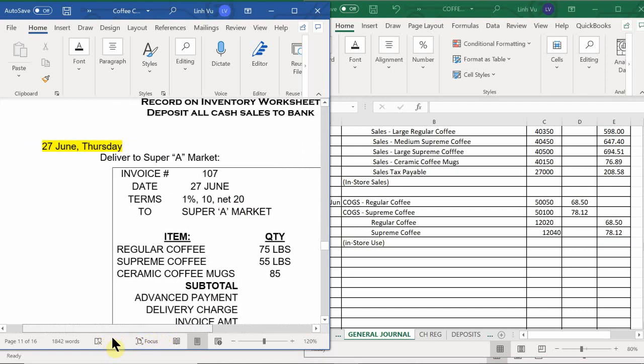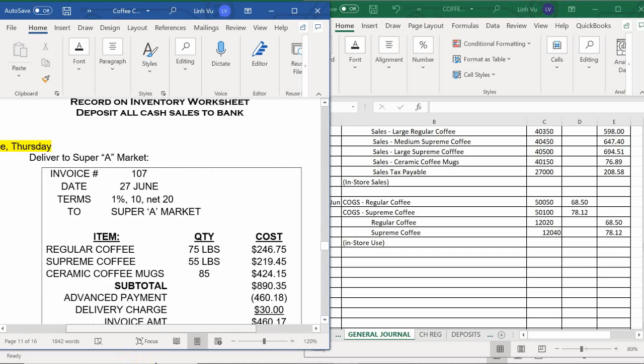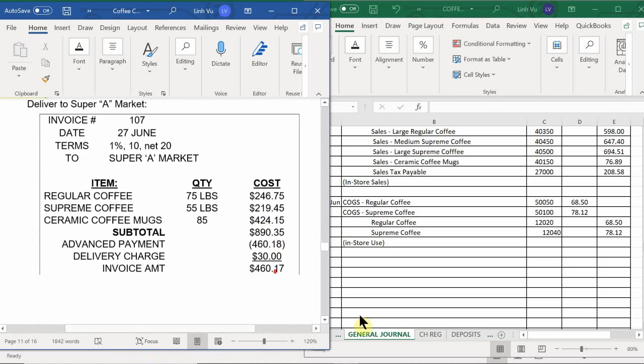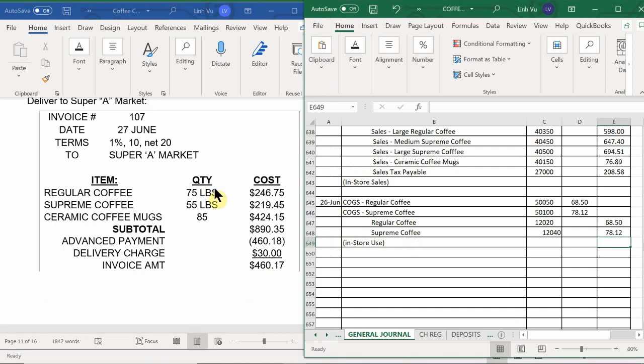Okay, so now new day. We need to deliver to Super A Market. Okay, let's take a look at this invoice real quick. So here's their invoice. We're going to sell them 75 pounds and 65 pounds of coffee and 85 coffee mugs. And let's see what happened here. Subtotal $890.35. Advance payment of $460.18. Delivery charge of 30. And last but not least, the invoice amount that they owe is $460.17.